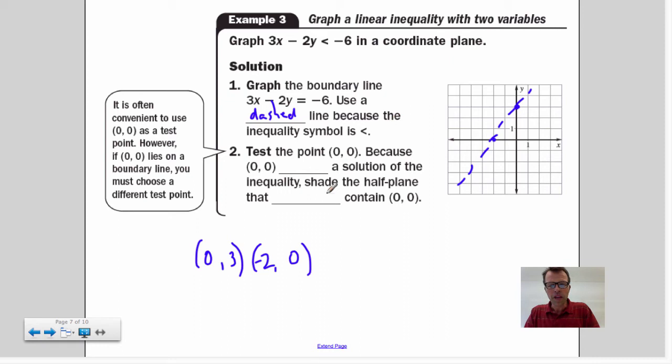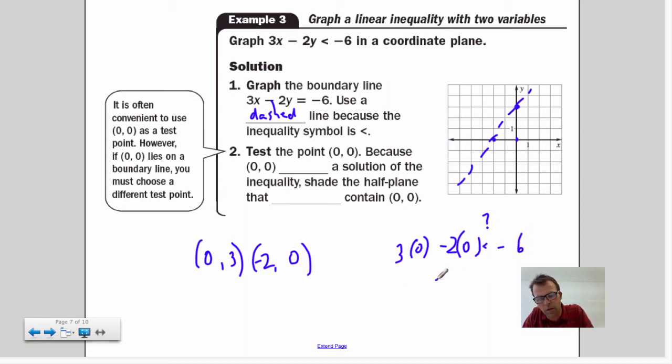Sorry about that. Again, I need to test a point. And here in this box is exactly what I said on the last slide. It's often convenient to use 0, 0 as a test point. However, if 0, 0 lies on the boundary line, you must choose a different point. And in this case, the origin is not on the boundary line, so I will use it as a test point, meaning I will say 3 times 0 minus 2 times 0. I'm questioning, is that less than -6?